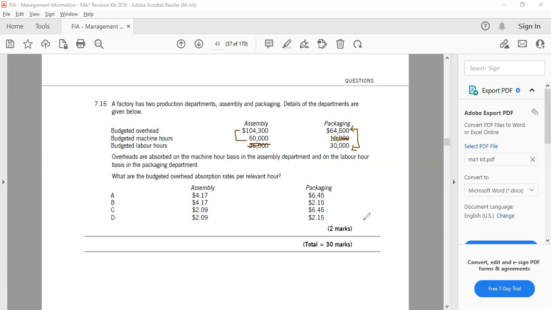So we divide 64,500, and what do you get? 2.15. Yes, so the answer should be D. D is the right answer. Simple.